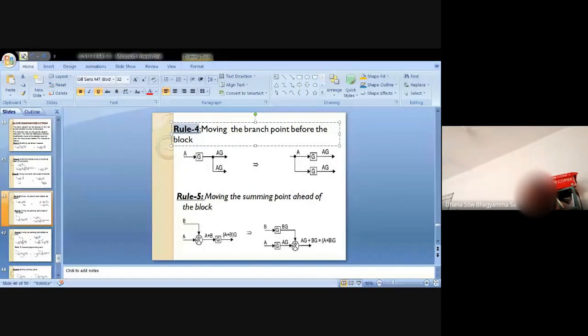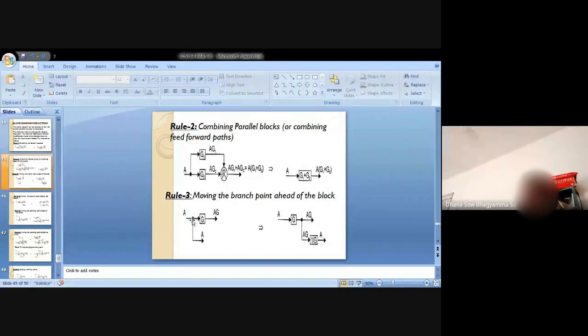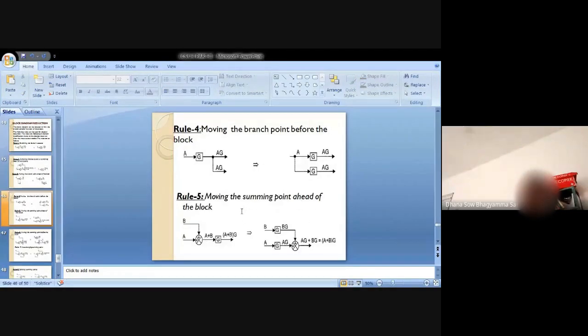In rule number 4, we want to move a branch point before the block. In the previous case, we wanted to move the branch point ahead of the block. In this case, we want to move this branch point behind the block. So input for this block G is A, and the output for this block G will be A into G.